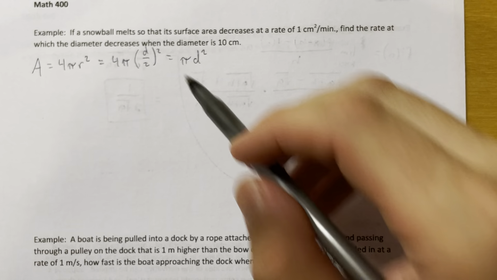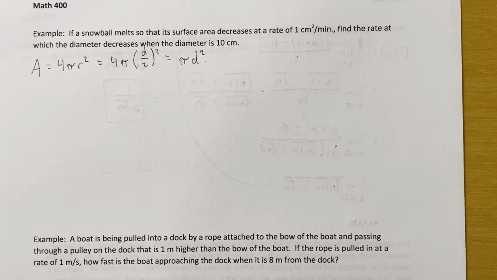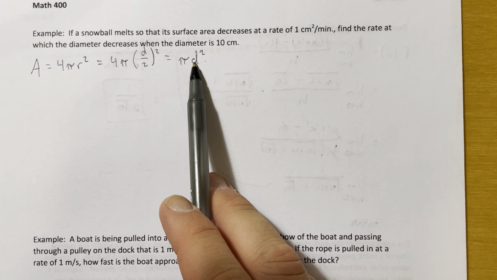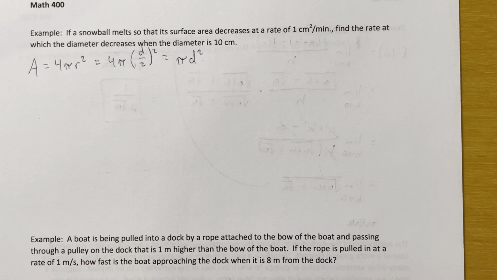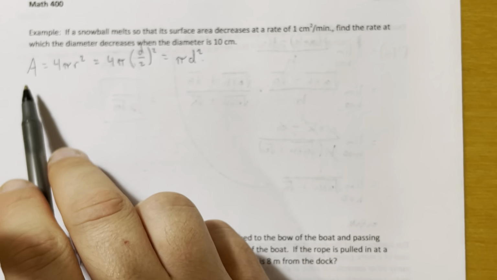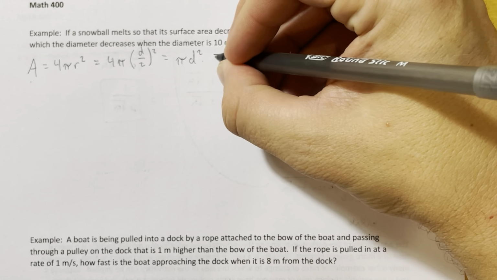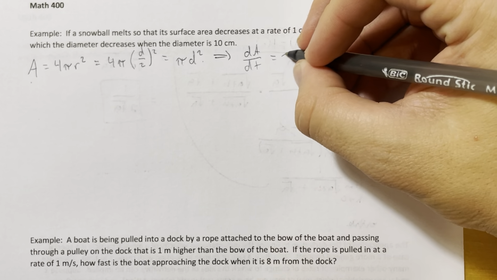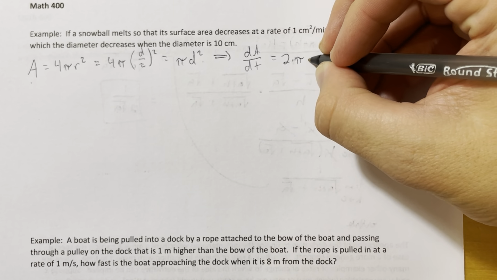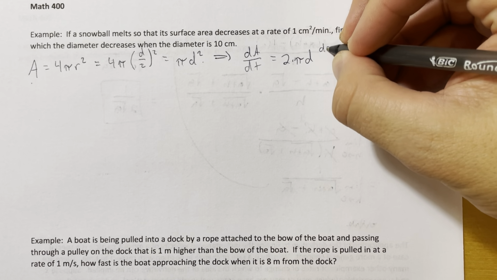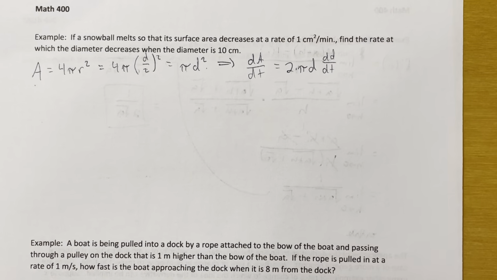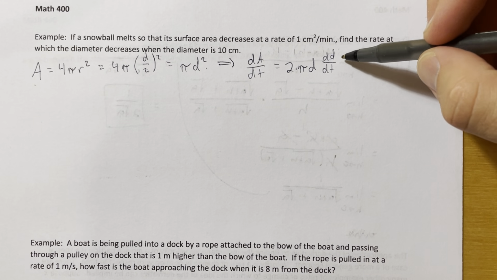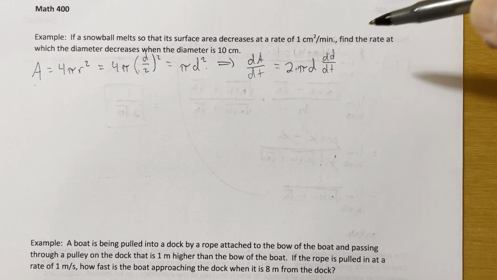It almost makes you wonder why we don't use this as the formula for the surface area of a sphere. It looks simpler than 4 pi r squared, even if just by a little bit. So this is our surface area formula in terms of diameter instead of radius, which is what we wanted. So now we can differentiate both sides of this, which would give me dA/dt equals 2 pi d dD/dt. I know it's a little weird seeing the dd up there, but each of these d's means something different. That d stands for diameter there.